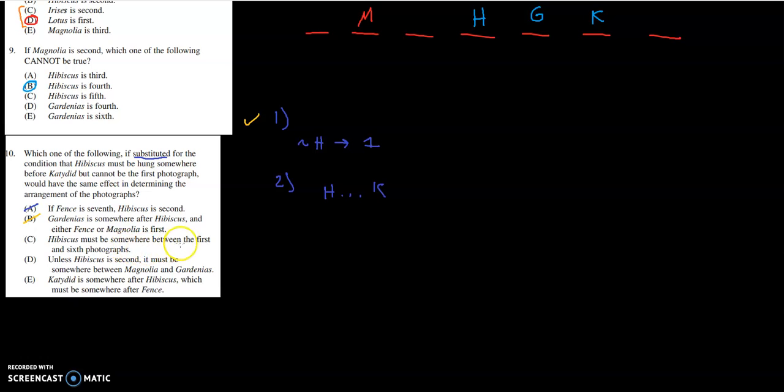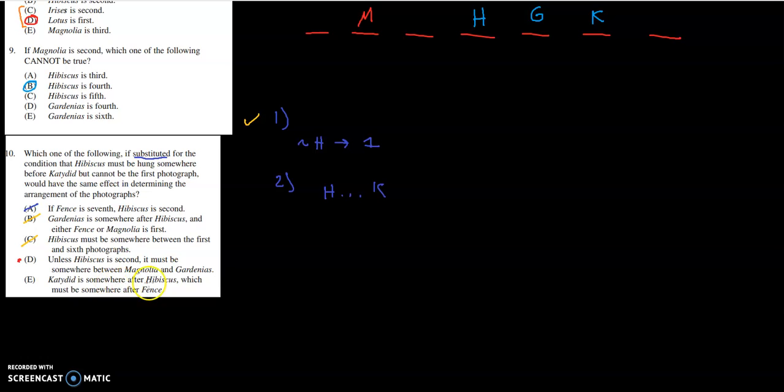Let's look at C. H must be somewhere between the 1st and 6th. I don't like that either, because while it does take care of rule 1 and can't be on space 1, it doesn't give us any positioning about where H would have to be behind K. So I'm going to cancel that one off for sure. What about D? Unless H is 2nd, it must be somewhere between M and G. I kind of like this one because it's mentioning the G, but let me just hold that thought. I have a gut sense this is probably going to work, but let me just pin that for a second.